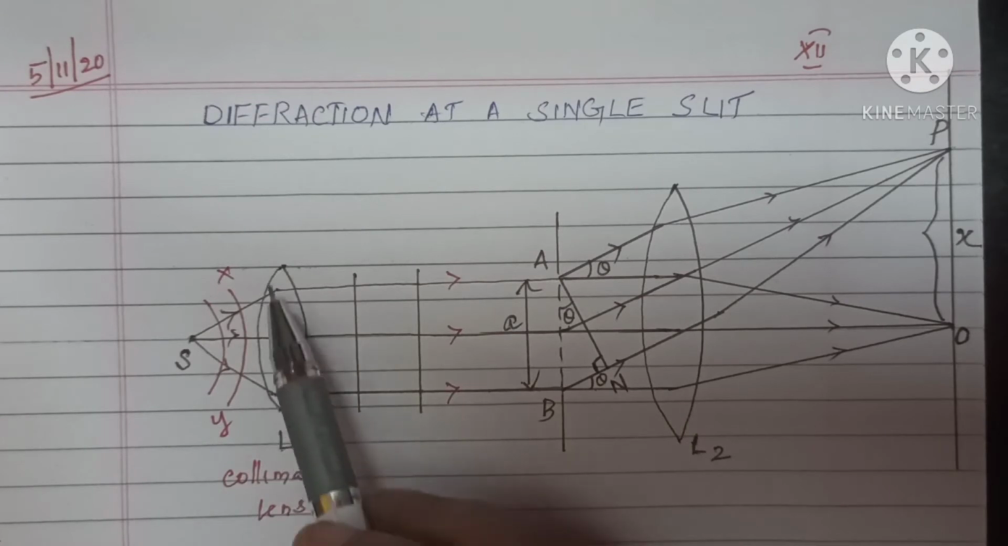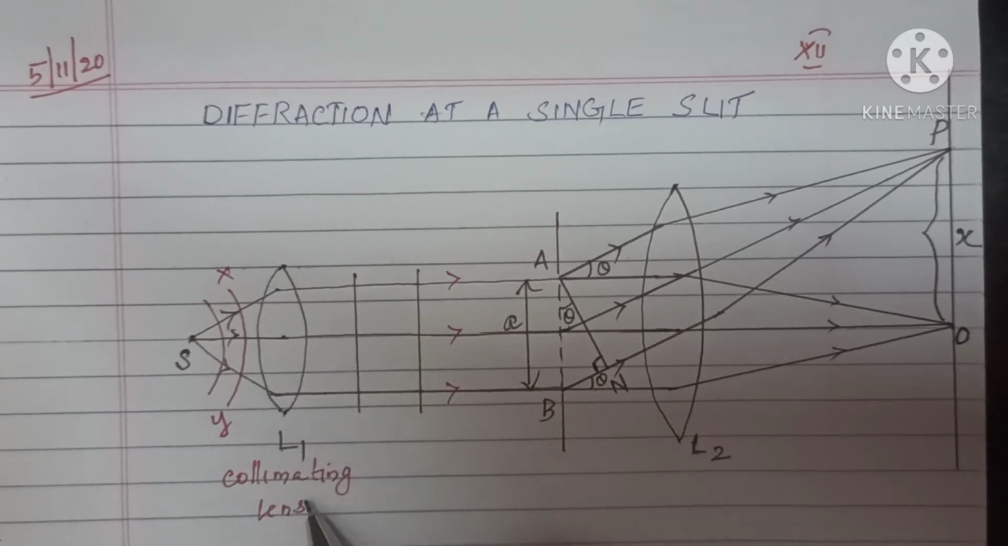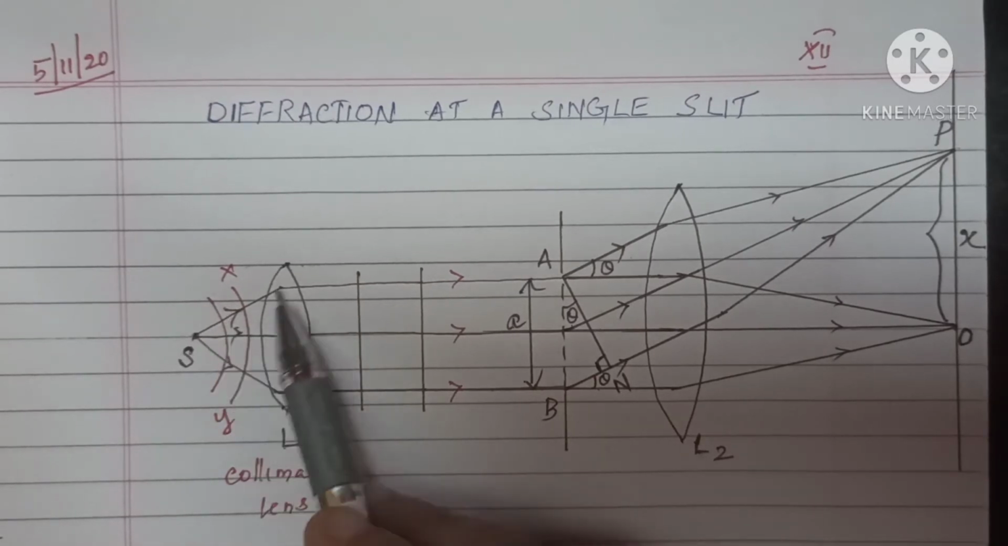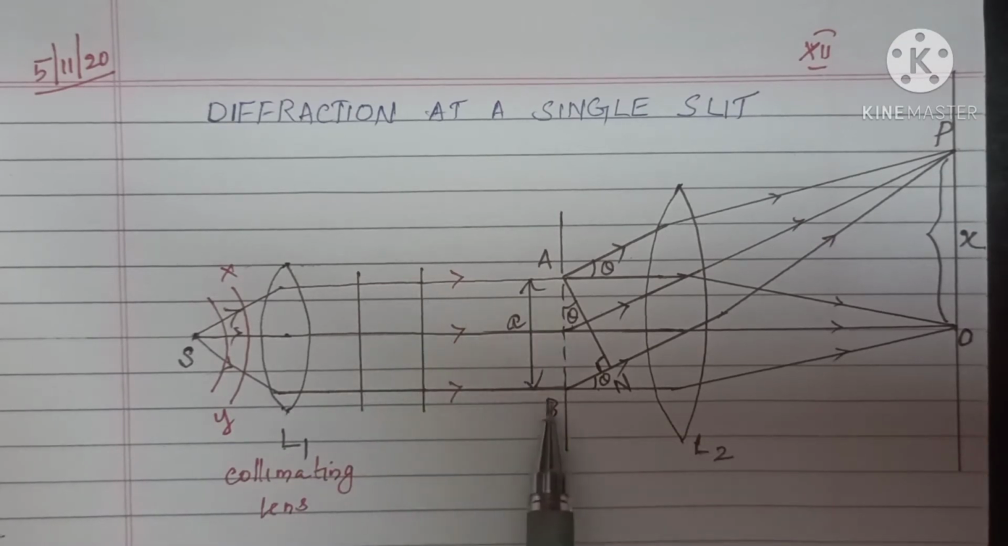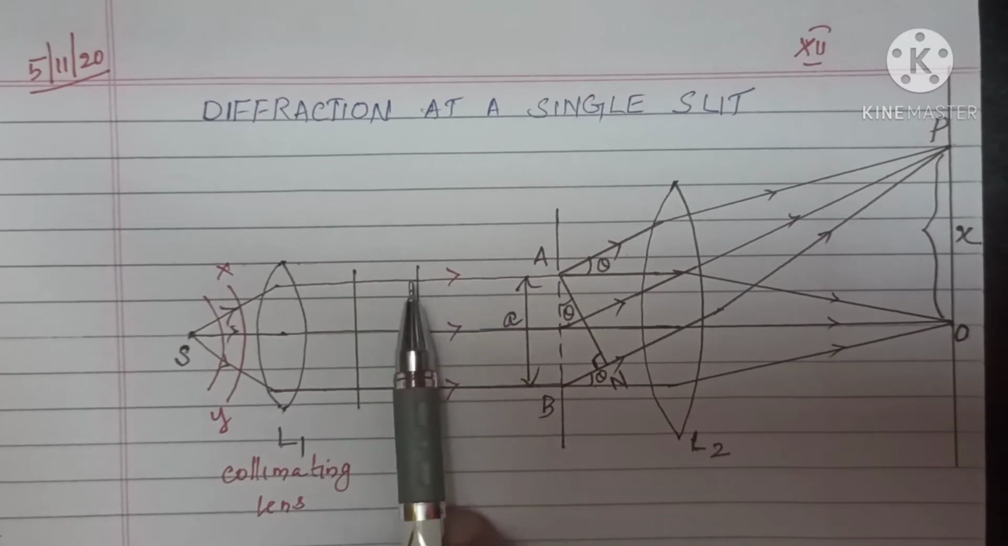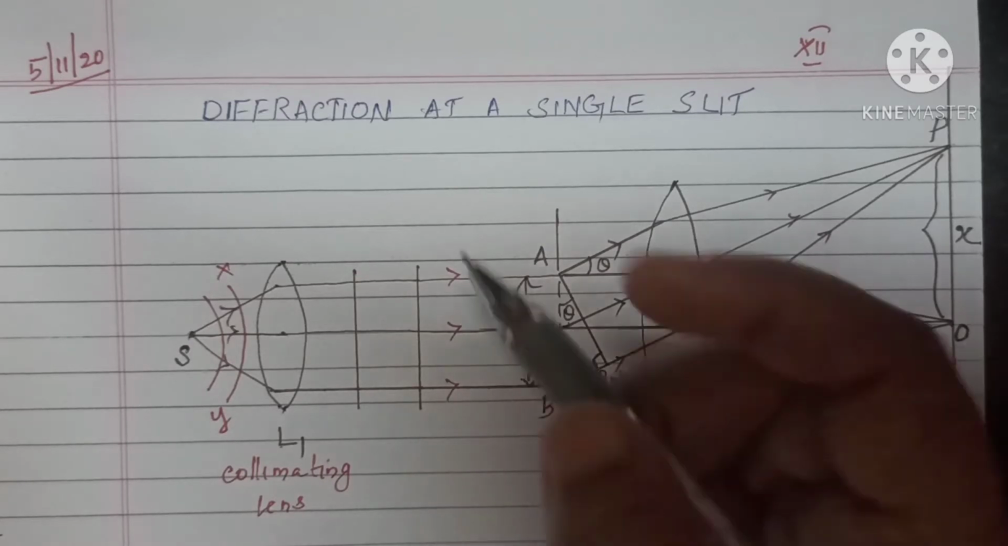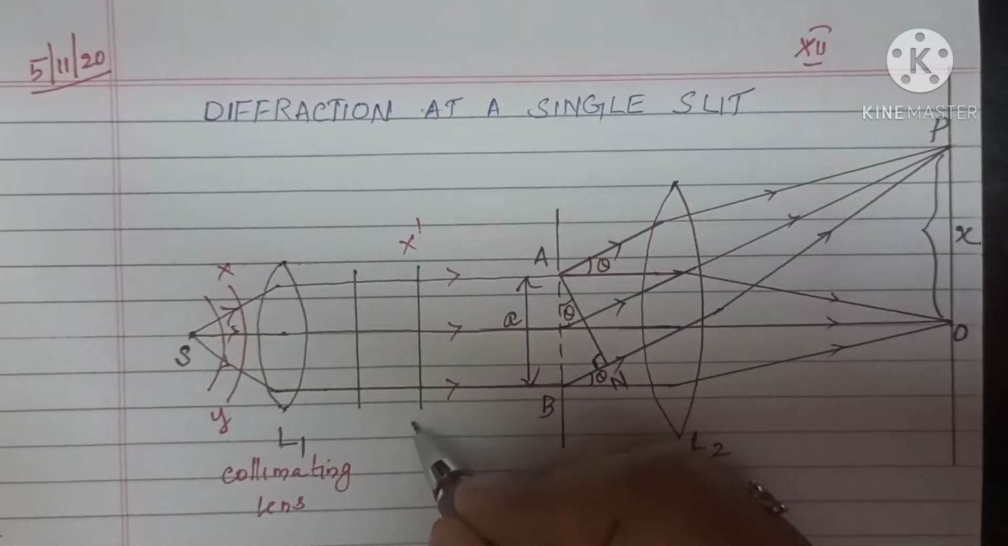Now, there is a lens placed here, which we call the collimating lens. What is the purpose of this lens? As I told, this lens will make the rays parallel. Now the parallel rays will move like this. Since the rays are parallel, the wavefront for these parallel rays will be plane. I can name it as X dash, Y dash.